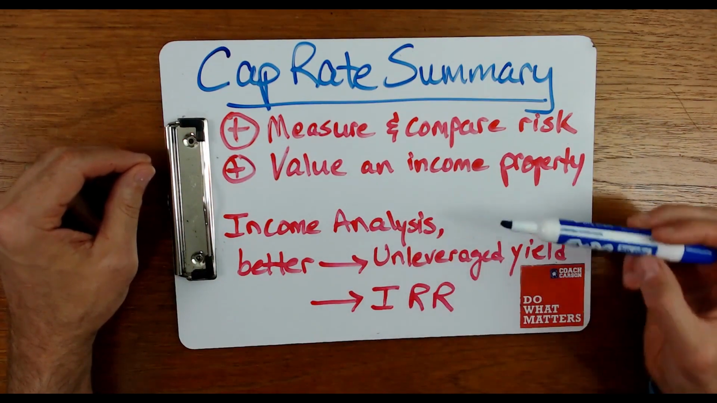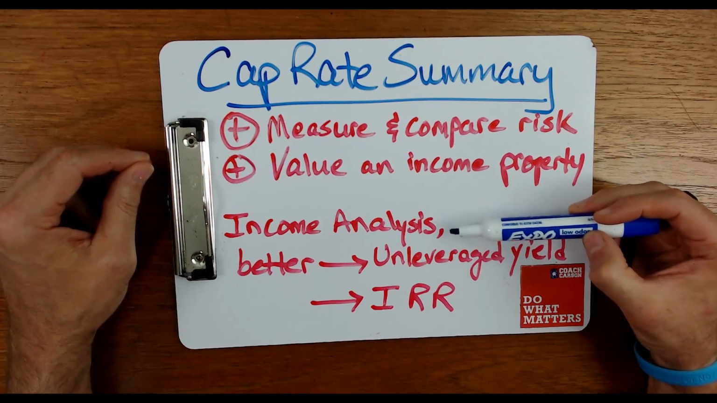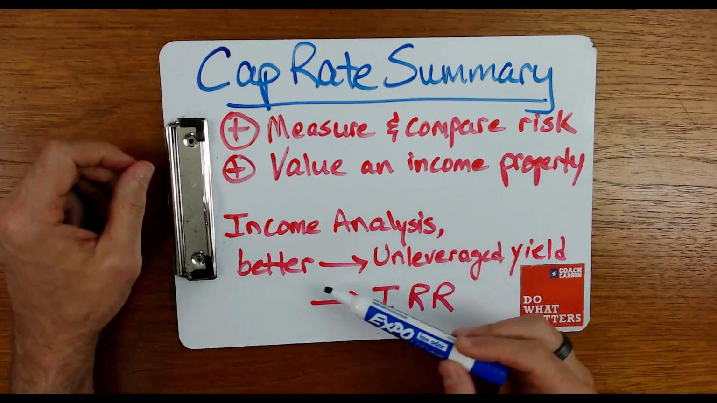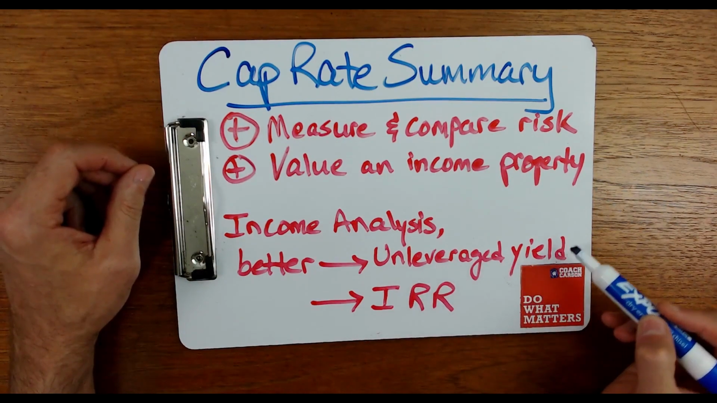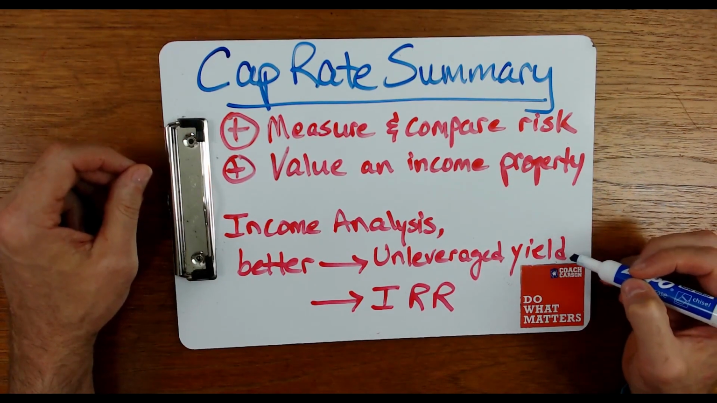But I also wanted to add, and we went over at the end, that if you're doing an income analysis to figure out what you're really making, the ratio of income to your total cost, a better formula is a very close cousin of the cap rate called an unleveraged yield. That's what I use in my own analysis of investments.